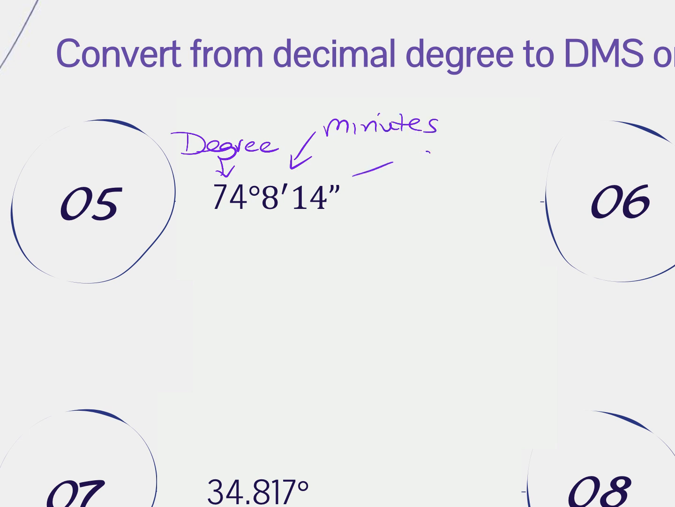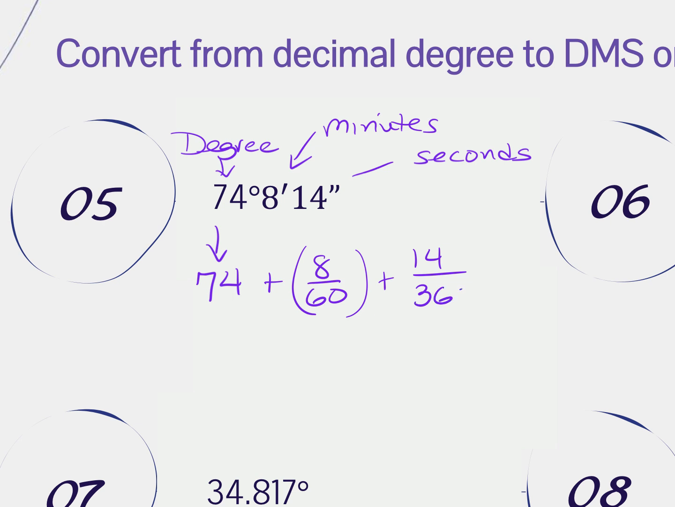And the 14, these are the seconds. I need to convert this to a decimal degree. So what I'm going to do is I leave the 74 alone. I leave the degree alone. I take the minutes, I divide that by 60. Then I take the seconds and I divide that by 3,600.